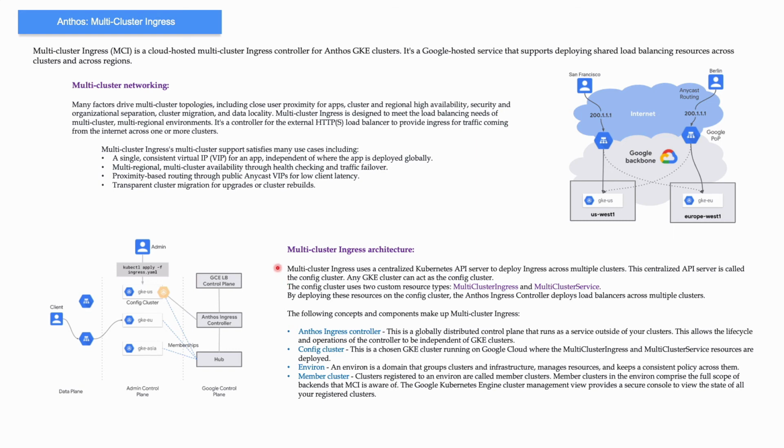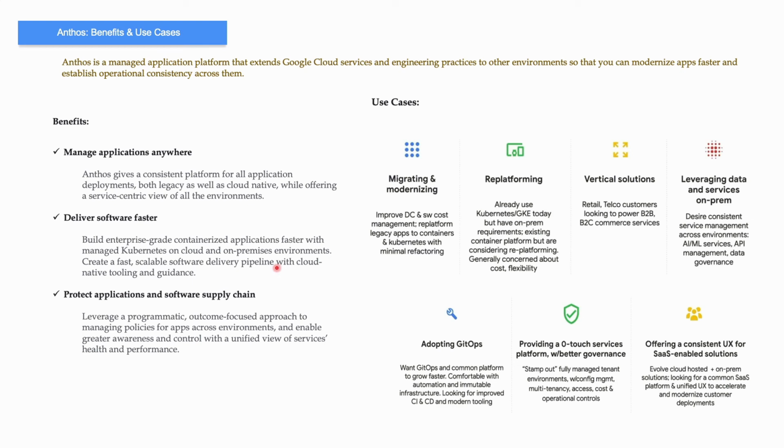With this, let's look at the benefits and use cases of Anthos. So like we said, Anthos is a managed application platform that extends Google Cloud services and engineering practices to other environments so that you can modernize apps faster and establish operational consistency across them. All about the unification. Benefits: manage applications anywhere. It gives a consistent platform for all application deployments, both legacy as well as cloud native, while offering a service-centric view of all the environments.